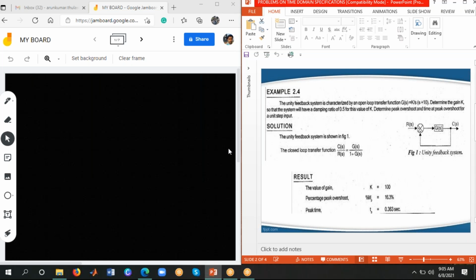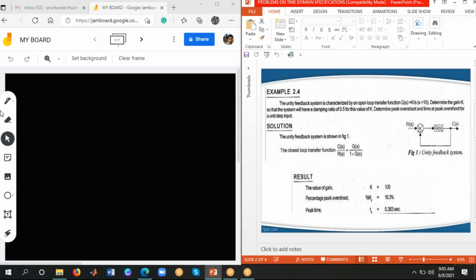So here what they ask means we have to find the value of K. Okay, and we have to find the peak overshoot and settling time. So this is the peak time and the settling time. These are the parameters we are going to find in this problem.